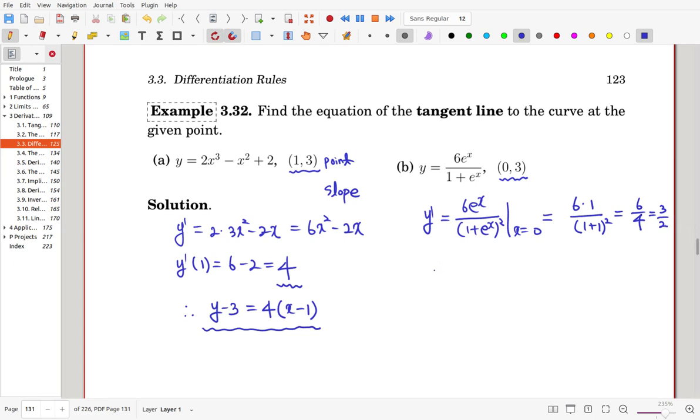So here the equation of the tangent line can be y minus y0, which is 3, and the slope is 3 over 2, and x minus x0, which is 0. So you can simplify.